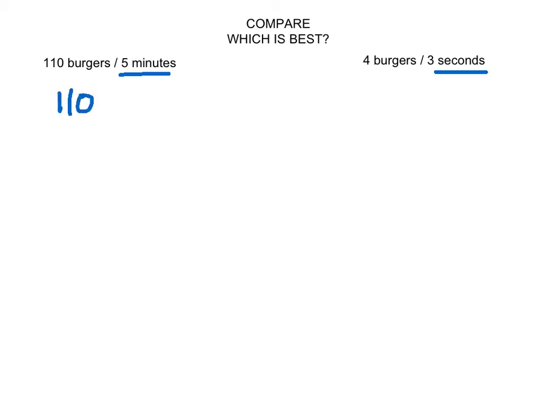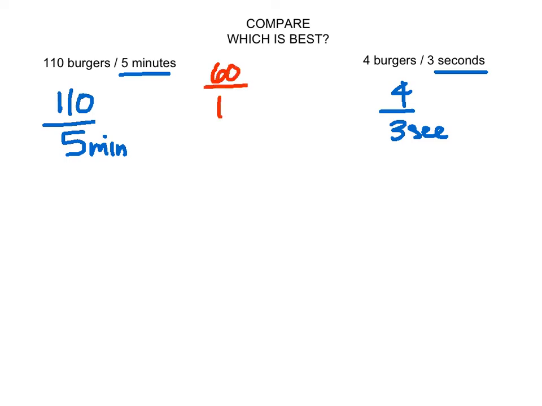Right now we have 110 in 5 minutes, or we have 4 in 3 seconds. Well, in order to compare, we actually need a common denominator. So seconds, if there's only 3 of them, can't be converted to minutes. But if there's 5 minutes, we can convert it to seconds. So we have to think about what we have to do in order to convert. We know something. We know that there are 60 seconds in 1 minute.